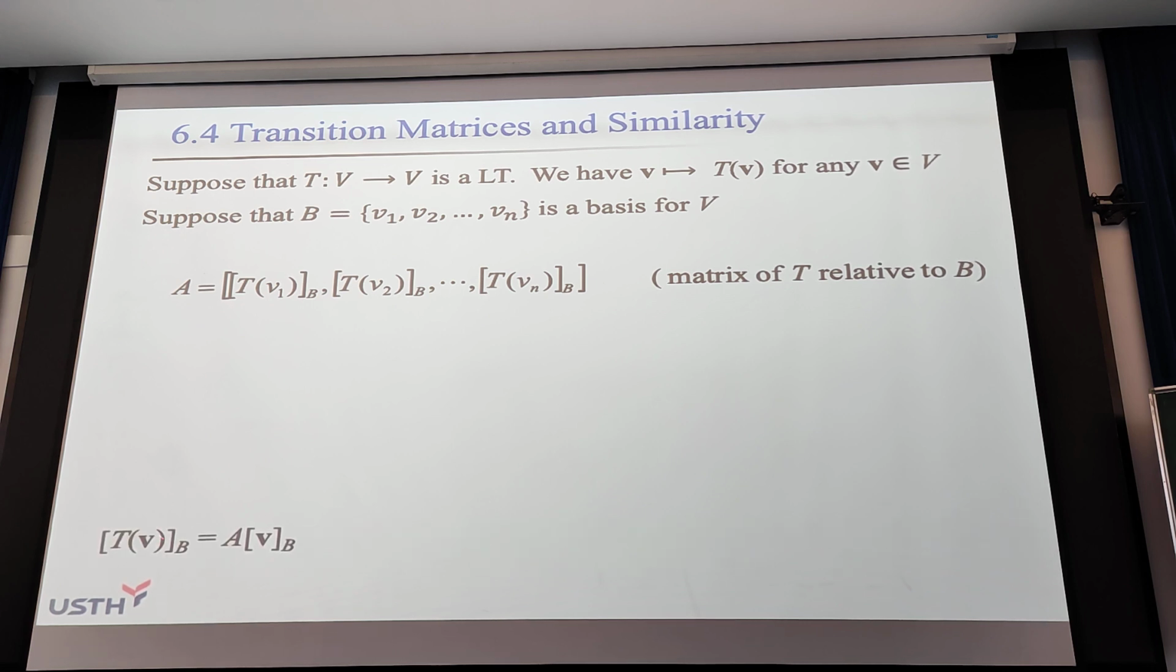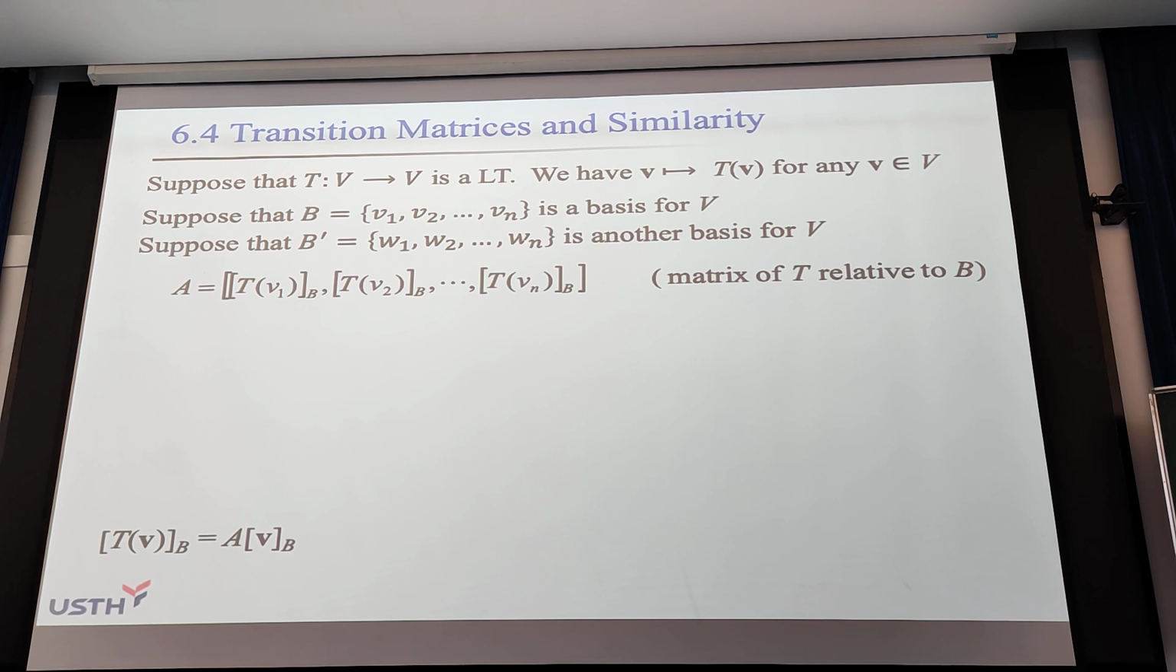And we have that one. Because of that, we have the coordinate of T of V relative to B equal to A multiplied by the coordinate of V relative to B. That you know already from the previous line. That is what I require you to remember. Now, suppose that we are given another basis B prime.